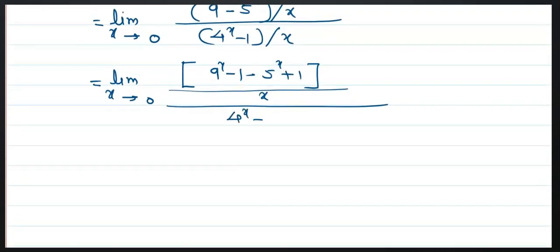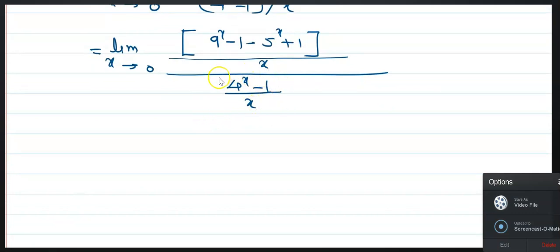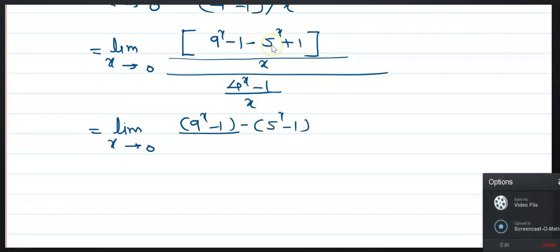Therefore, now see this again. The whole divided by x, 4 raised to x minus 1. The denominator is the adjusted factor and its answer is log of 4. But for the numerator, we have to adjust plus 1 and minus 1. Limit x tends to 0, 9 raised to x. Take the minus sign common from these two elements. If you take the minus sign common, then in the bracket you will get 5 raised to x minus 1. That is 9 raised to x minus 1 upon x minus 5 raised to x minus 1 upon x, upon 4 raised to x minus 1 upon x.